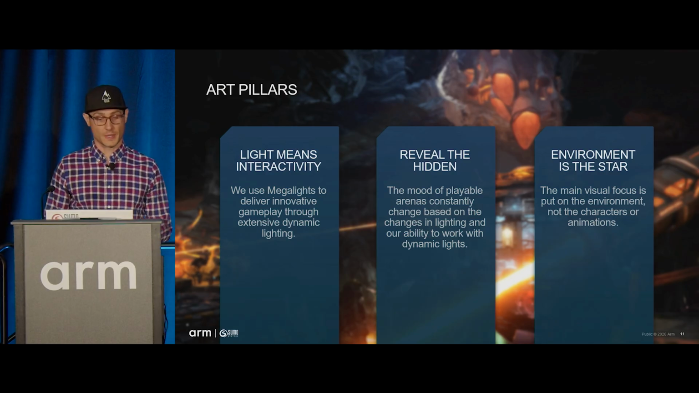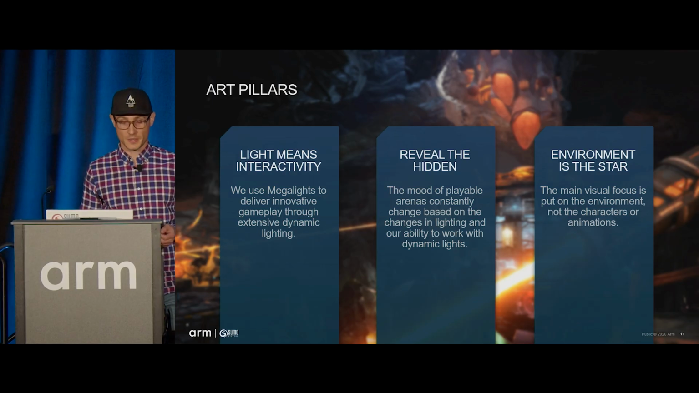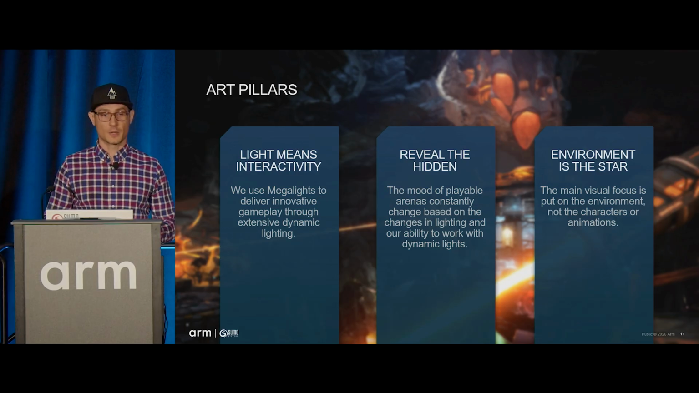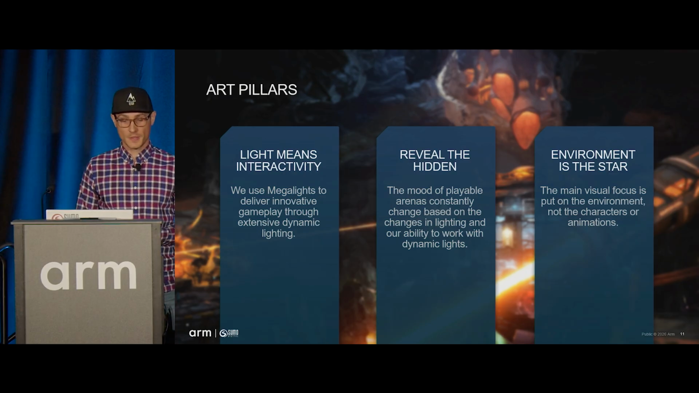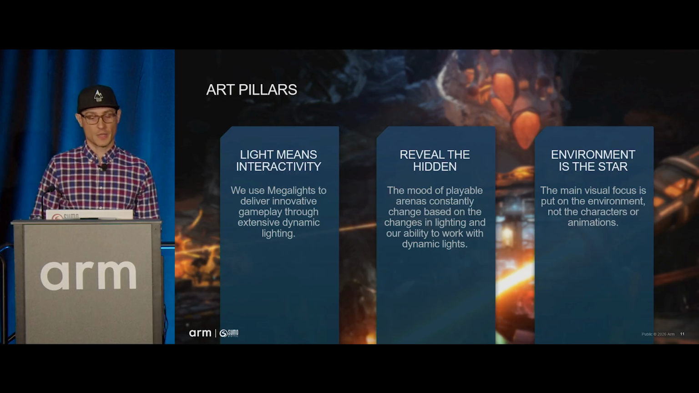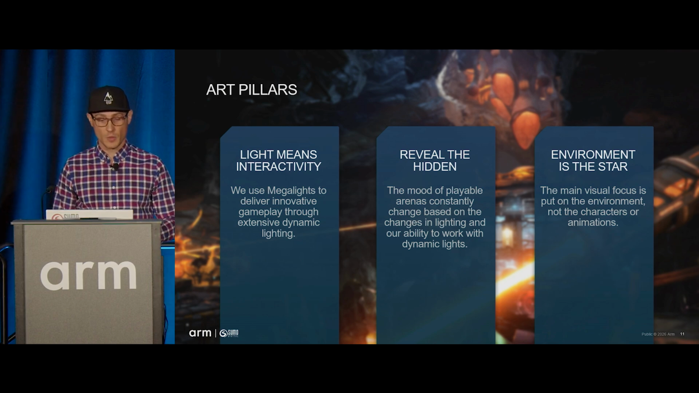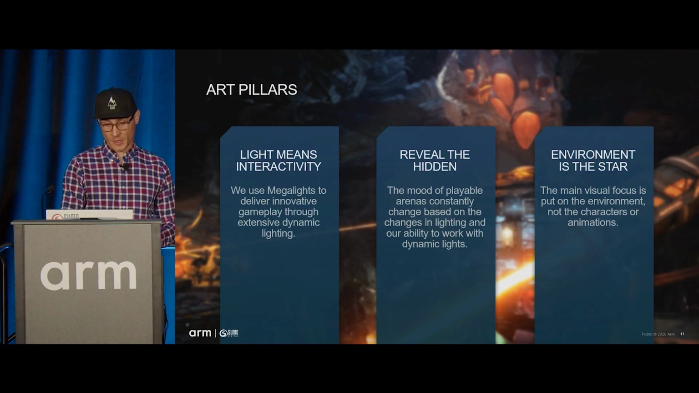It's also connected to the second art pillar, reveal the hidden, which is about the players starting usually in a very dark and gloomy environment that gradually lights up with every player's interaction, revealing various secrets and hidden paths. The third art pillar, environment is the star, is pretty straightforward. It's about that we are not focusing on characters, animations, or cutscenes, but on the environment and the lighting change we can bring to the environment.